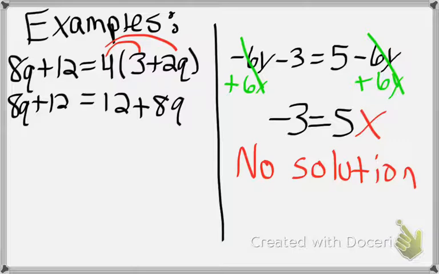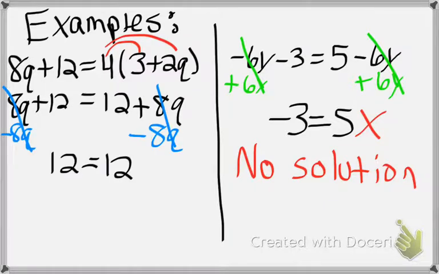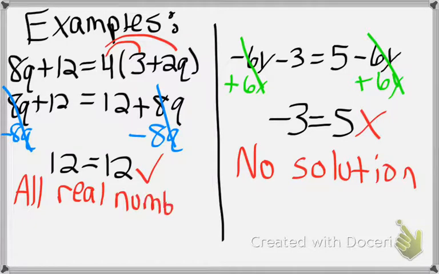So you may already be able to notice, well, hey, if the two sides are equal to each other, it means no matter what, it's going to be equal. But just to show you what would happen if you continue to solve, this is what would happen. You would move your 8q to the other side, and you would notice all of your q's would cancel, and you'd be left with 12 equals 12. Well, 12 equals 12, that is a true statement. So that means all real numbers are a solution, all real numbers. So any number for q would make this a true equation.